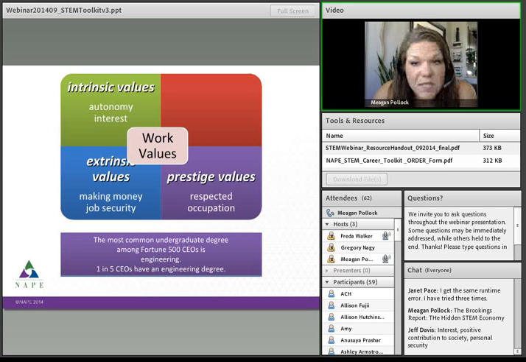So the next work value is a prestige work value, and that's a desire to have a respected occupation. And again, there's a list of the most respected occupations in the U.S., and many of the ranks represent careers in STEM. And I already talked about how the most common undergraduate degree among Fortune 500 CEOs is engineering, and that's 1 in 5 has a degree in that. But it also is just more than being a CEO.